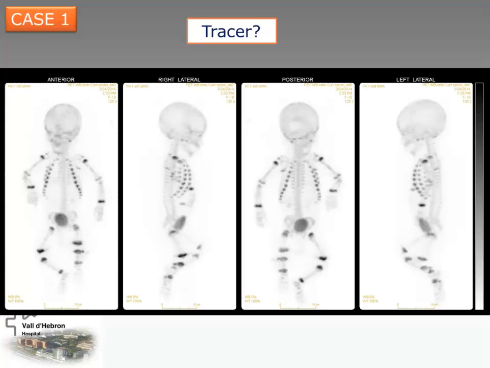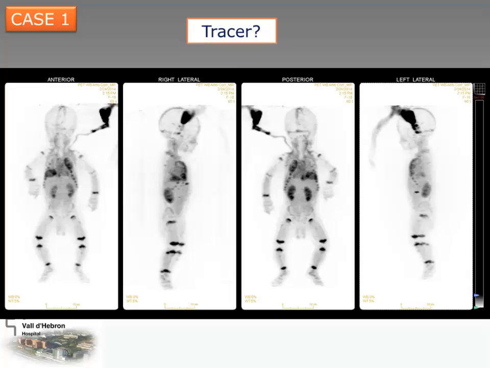What do we have to have now? Well, the first thing that we have to say is that after these images obtained without CT, we decided to perform a PET CT later on, because of course there are a lot of abnormalities. And that means that these MIP images have been obtained with PET CT.